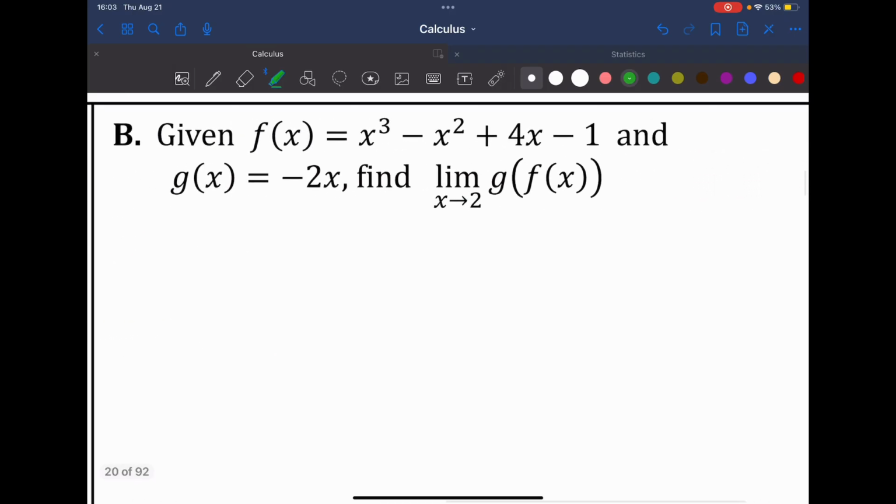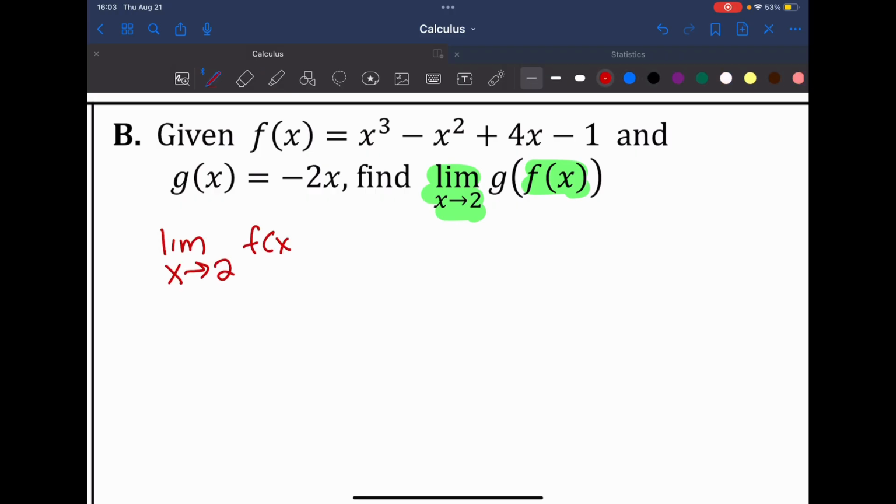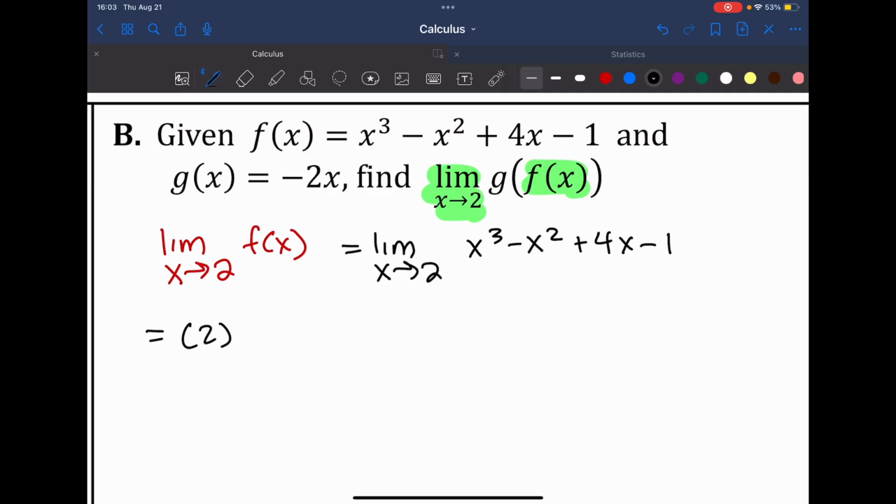Okay, part B is now doing the opposite. Now, instead of f of g of x, this is g of f of x. So we're finding the limit as x approaches 2 of f of x first. So the limit as x approaches 2 of f of x is the same as writing the limit as x approaches 2 of x cubed minus x squared plus 4x minus 1. So I'm just going to plug in 2. So this is equal to 2 cubed minus 2 squared plus 4 times 2 minus 1, which equals 11.